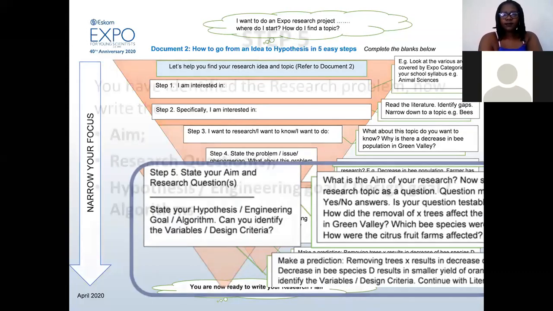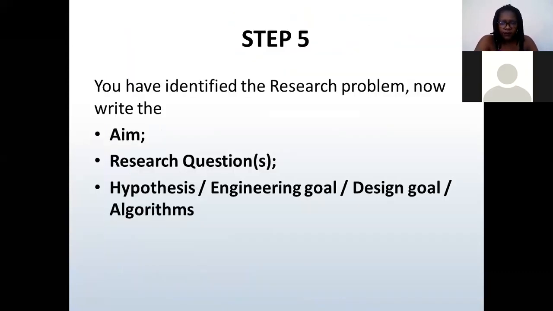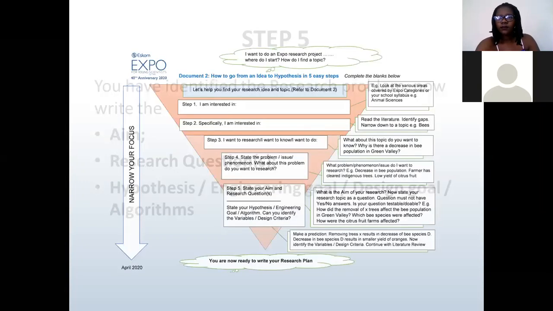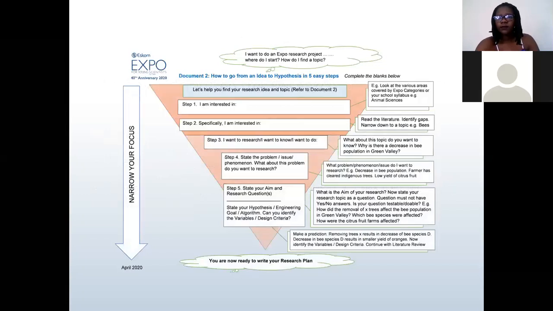So now that the learner has already identified his research problem, he is ready, as Mubata mentioned, to write an aim, a research question, hypothesis, engineering goal, design goal, algorithms. As we progress throughout this afternoon, I will reflect back to certain things that happened in the past as well.